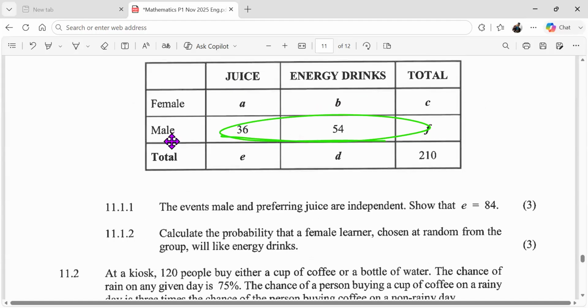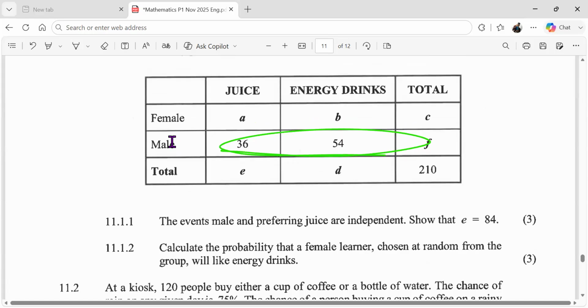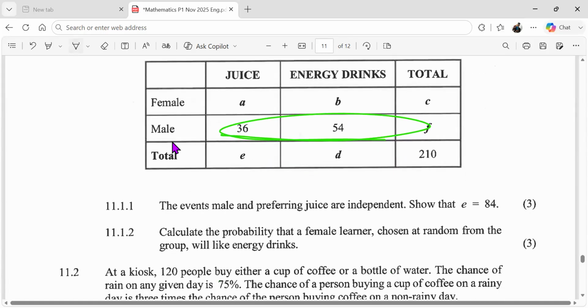Now they say calculate the probability that a female learner chosen at random from this group will like energy drinks. Think of that. The learner must be a female and the learner must like energy drink. Do you see that? They're asking you for B. That's what they're asking you to do. The probability of B, in other words.